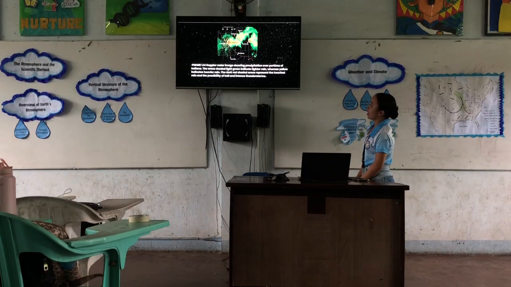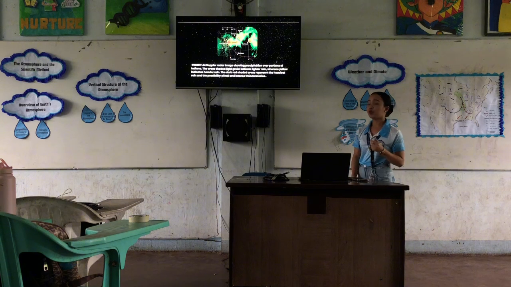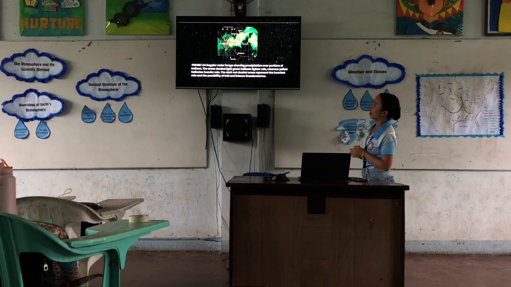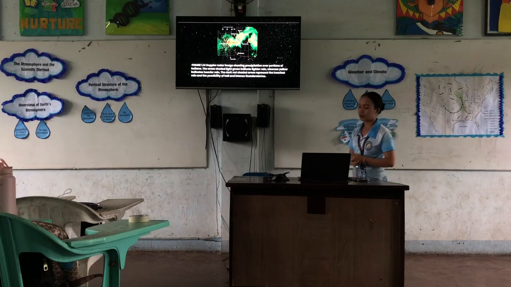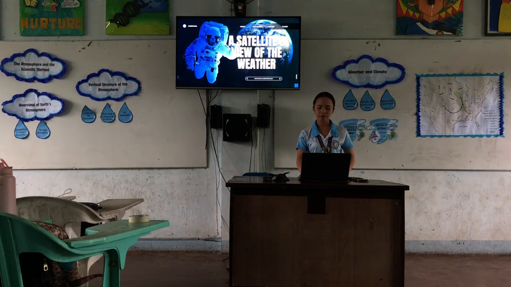Also, this is a Doppler radar image showing precipitation over portions of Indiana. The areas shaded light green indicate lighter rain, whereas yellow indicates heavier rain. The dark red shaded areas represent the heaviest rain and the possibility of hail and intense thunderstorms.